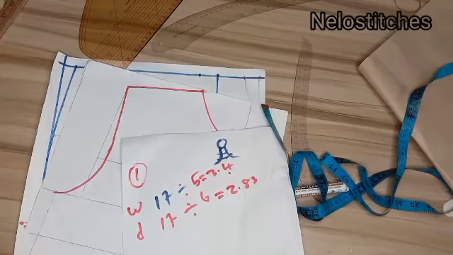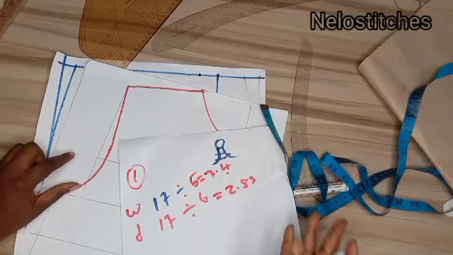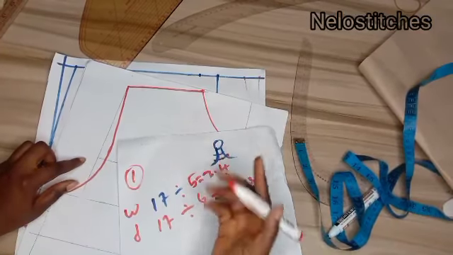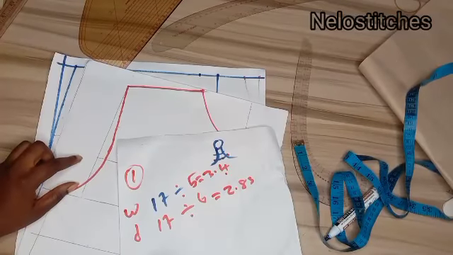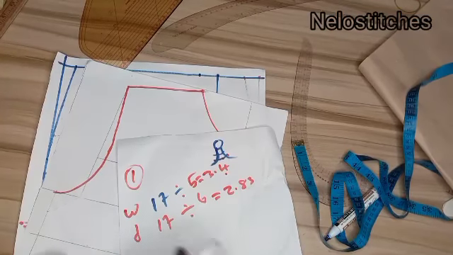And then method number 2 is for when your client is not close, maybe they just send you a measurement or you forget to take the neck measurement. This number 2 method is one I always use. I don't need to measure my client's neckline, neck circumference.